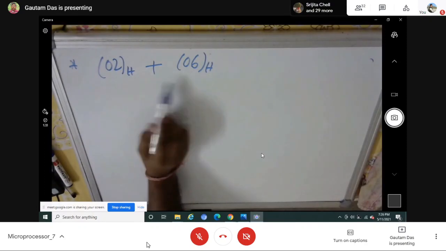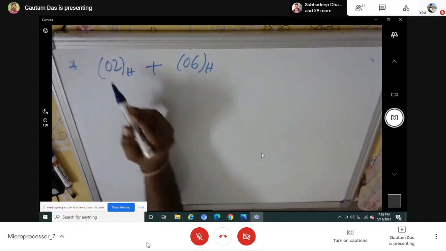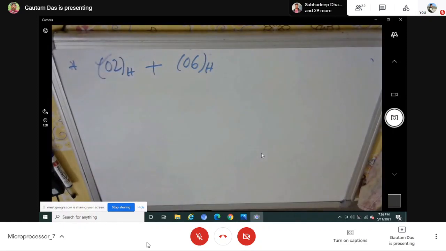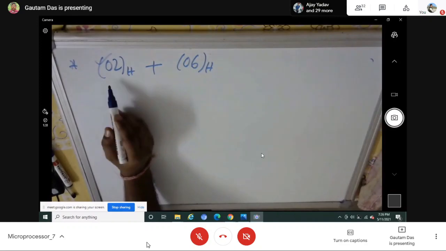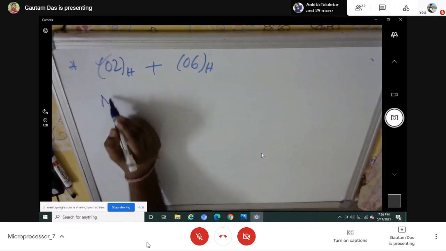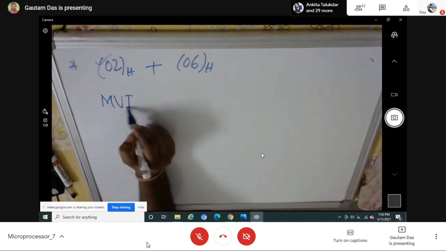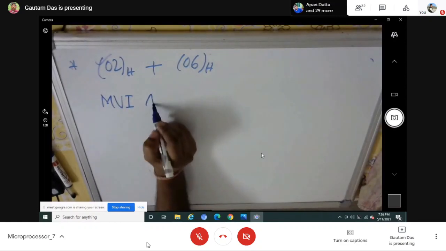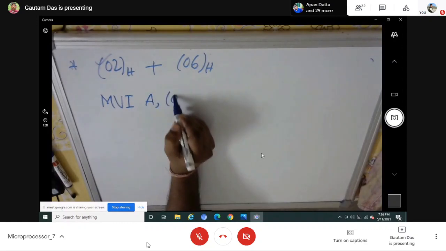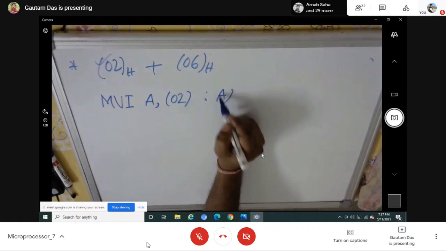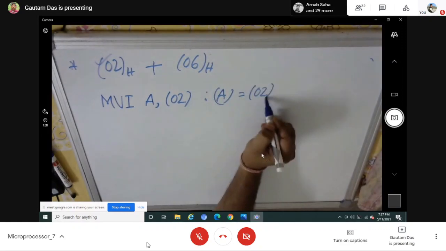So to add these two, you should first store any one of the two data into the accumulator. Let's assume I will store the 02 data into the accumulator. This is 8-bit data. To store an 8-bit data in an internal register, the available instruction is MVI. So use MVI. Where do you want to store? In the accumulator. So your operand will be A comma 02. That means after this instruction, your accumulator content will become 02.